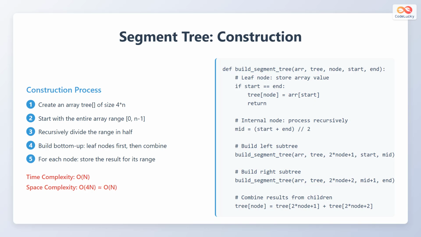Here's some example code. The time complexity for building a segment tree is O(n), and the space complexity is O(4n), which simplifies to O(n).